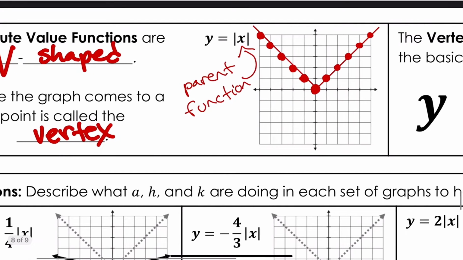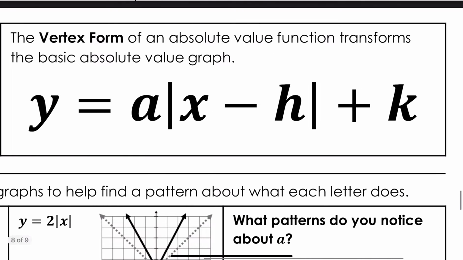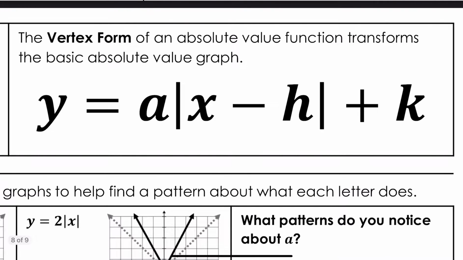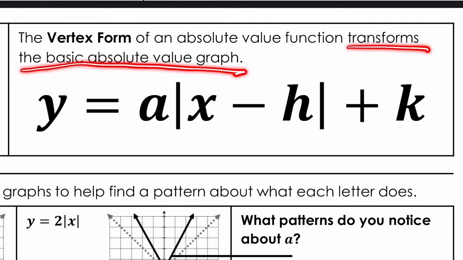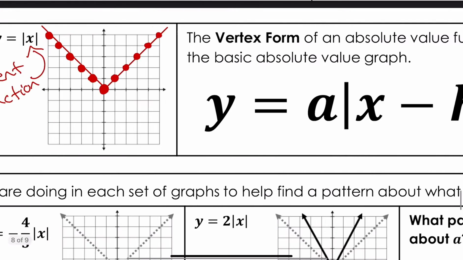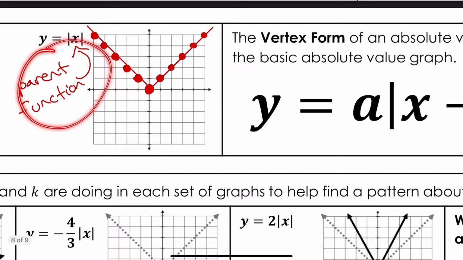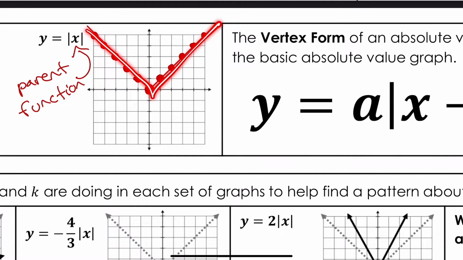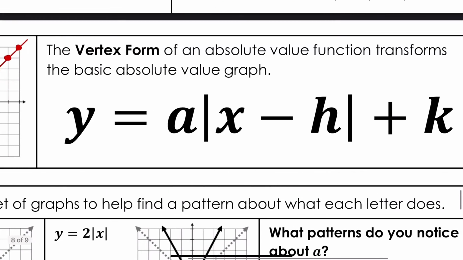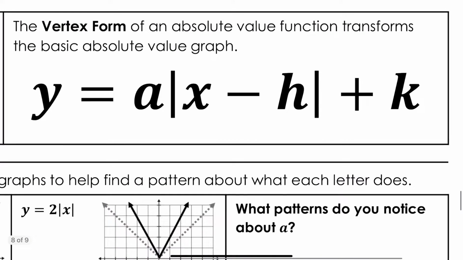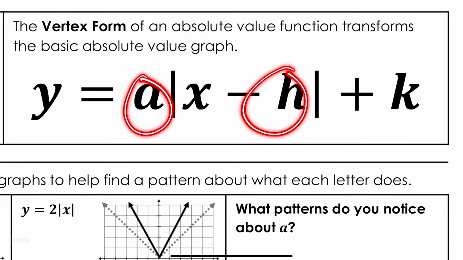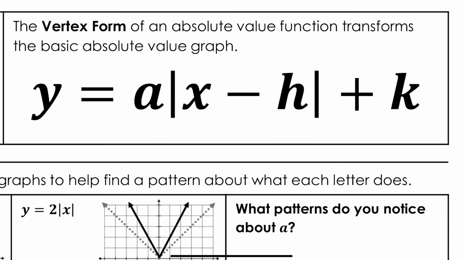So I'm going to slide over here where it says the vertex form of an absolute value function. It transforms the basic absolute value graph. So that basic graph that we saw before, that parent function, it's going to transform this to look a different way. So we can plug in different numbers for A, H, and K to move it and shape it.